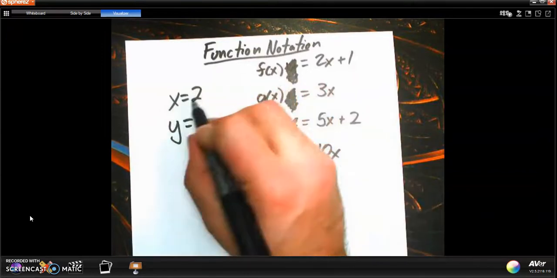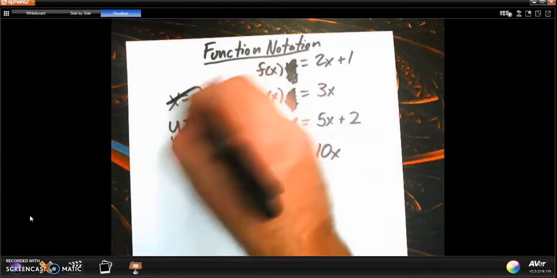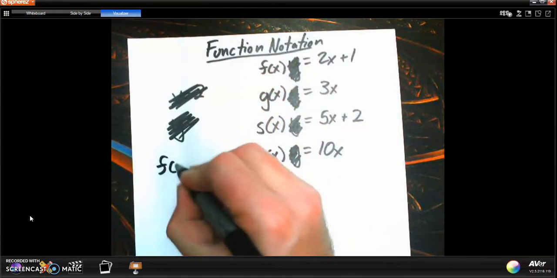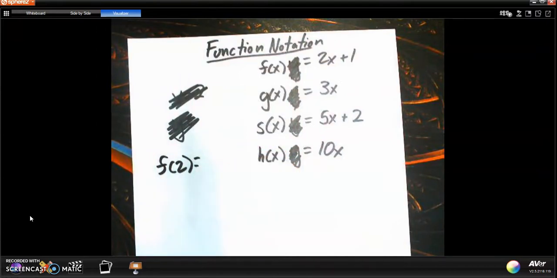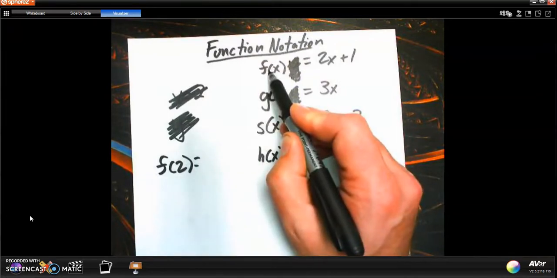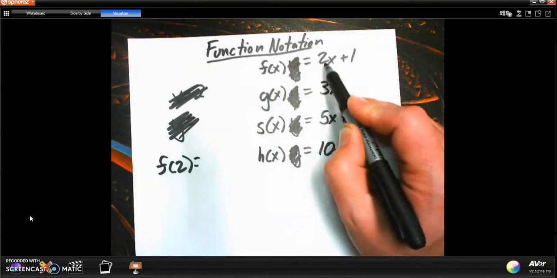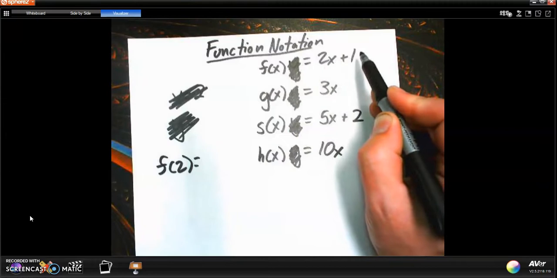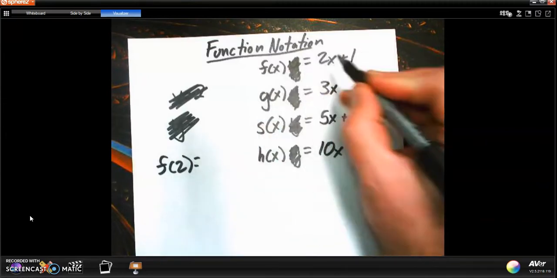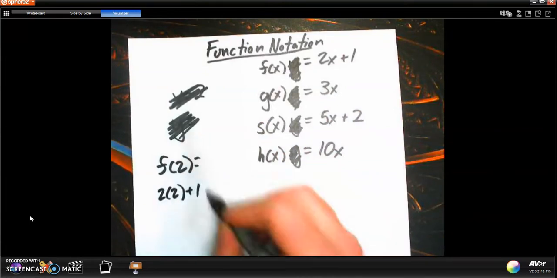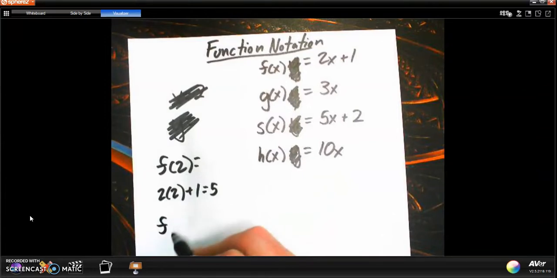So instead of asking, if x equals 2, what does y equal, I'm going to get rid of that. I'm going to say, all right, what does f of 2 equal? Well, that means go to the f function, and instead of an x, plug in a 2. So the f function says 2 times whatever x is, plus 1. So I go to the f function and I plug in a 2. 2 times 2 plus 1 equals 5. So therefore the function f, when it is 2, will equal 5.